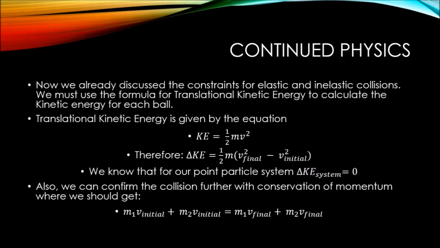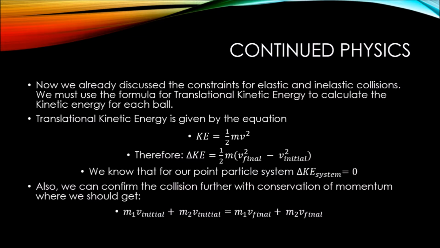Now we already discussed the constraints for elastic and inelastic collisions. Now we must use the translational kinetic energy formula to calculate the energy for each ball. This is given by KE equals 1/2 mv squared. So delta KE for each ball will be equal to 1/2 m times v final squared minus v initial squared. Now we know that for the point particle system, delta KE of the system must equal 0.